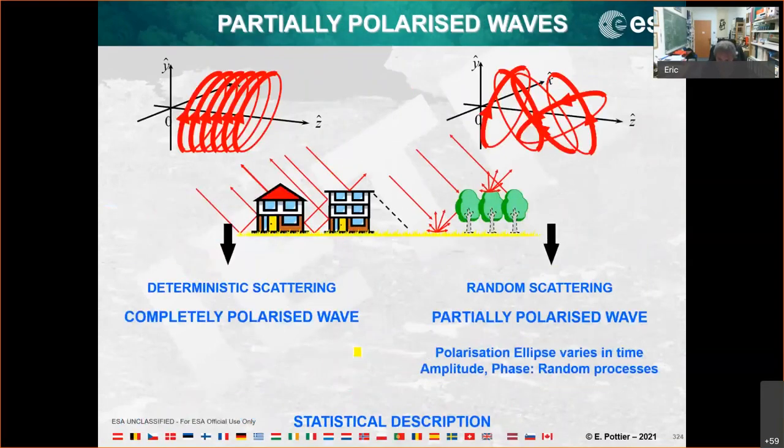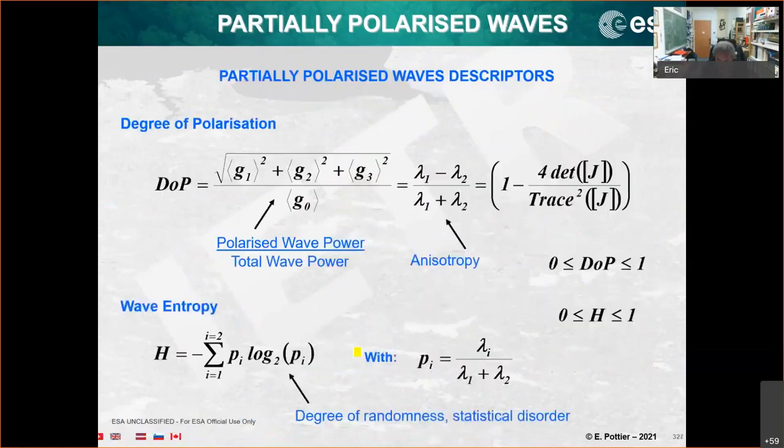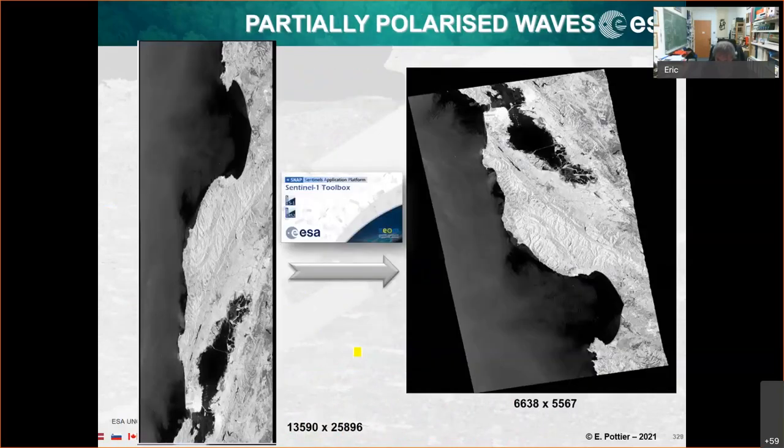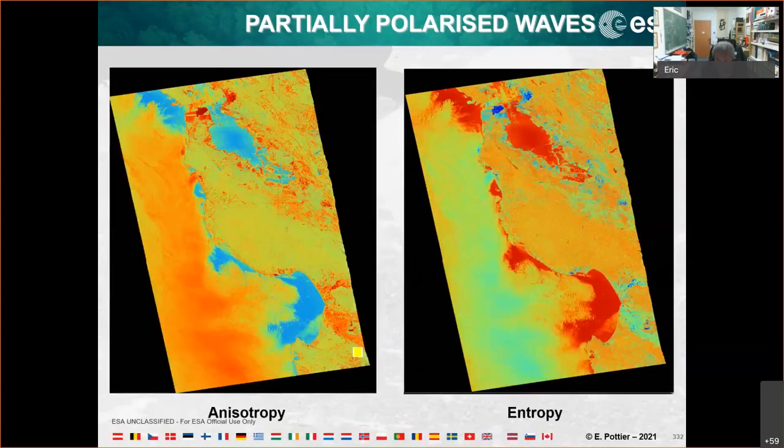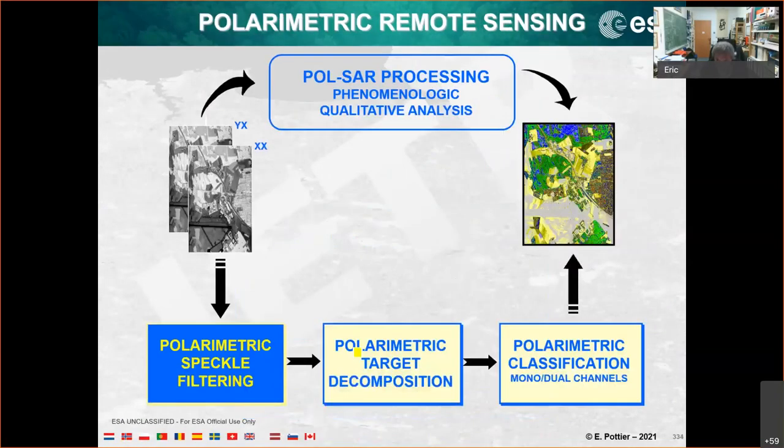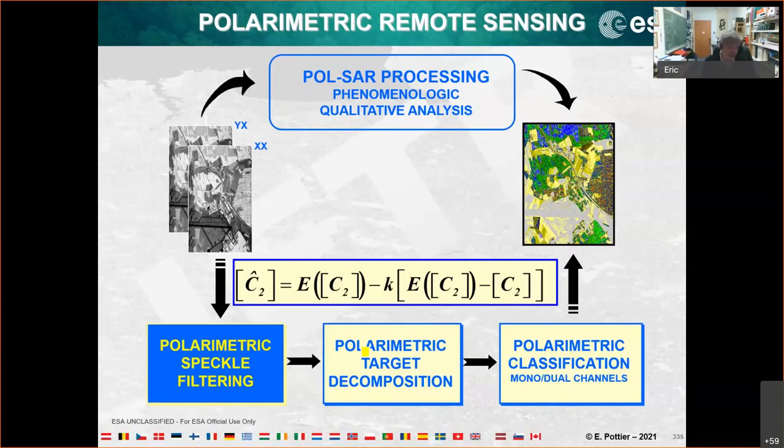Okay, so I'm coming back. I can apply exactly the 3 steps I have presented to you yesterday and today. Speckle filtering. I can also adapt the Lee filter, for example. And in such a case, the Lee filter will be applied on the 2x2 covariance matrix. So I can do it.